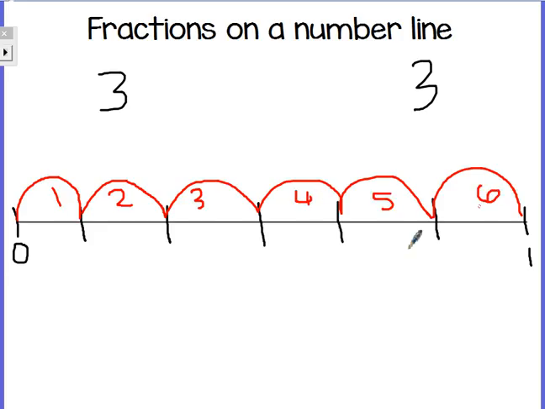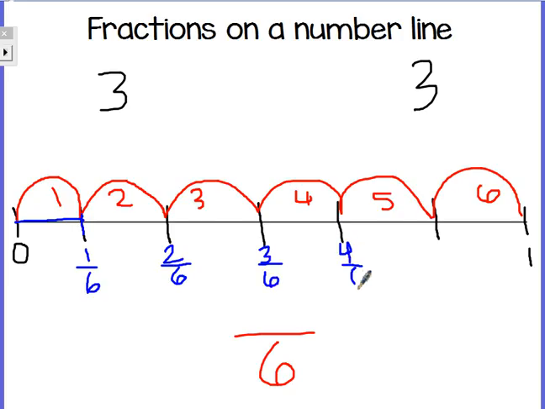So this shows me that my denominator is going to be 6 because I cut it into 6 equal pieces. So if I wanted to show the fractions on the number line, I can then count. From 0 to this first tick mark is 1 out of 6 pieces, so 1/6. Then we go to 2/6. Then we go to 3/6. Then we go to 4/6. 5/6. And as we said on the last page, 6 out of 6 or 6/6 is the same thing as 1 whole. We would say those are equivalent.